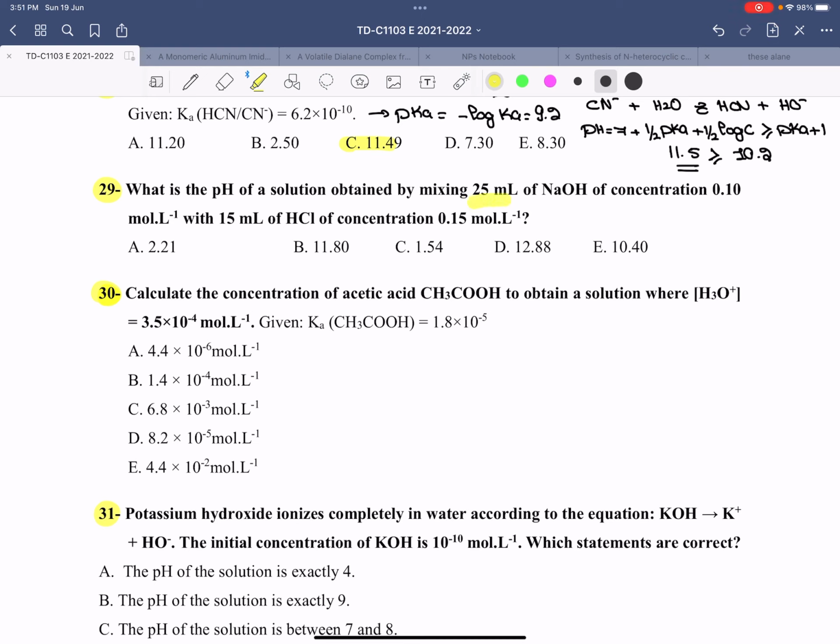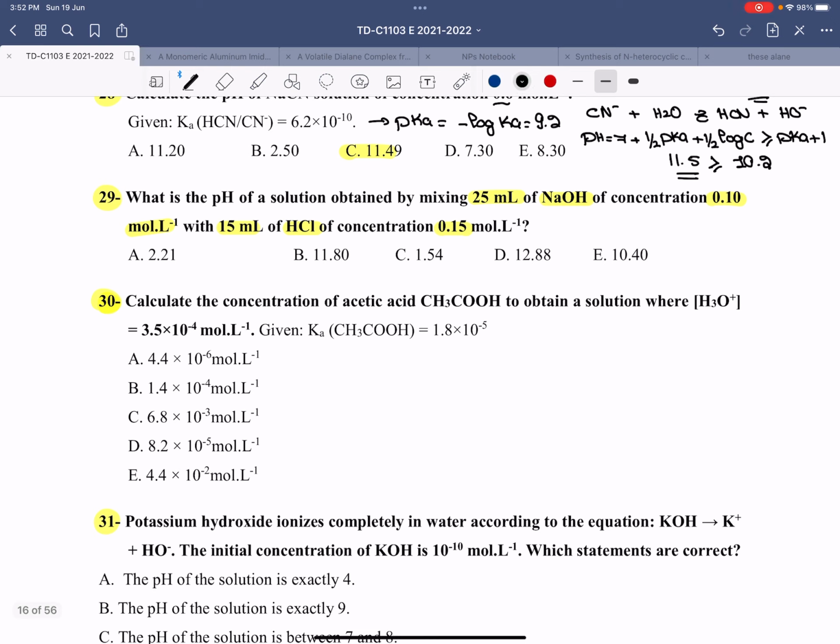We have 25 ml of sodium hydroxide. Always ask, what is sodium hydroxide? It's a base, particularly a strong base, of a concentration 0.1 mol per liter. I have the volume and the concentration of a strong base, with 15 ml of a strong acid that has the same concentration. What do you think will happen if you put a strong base and a strong acid together in the same medium?